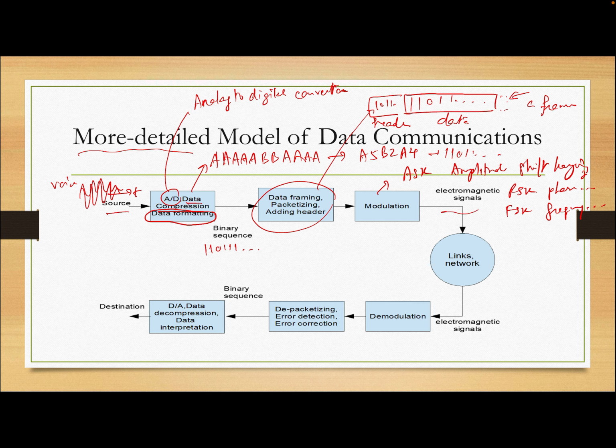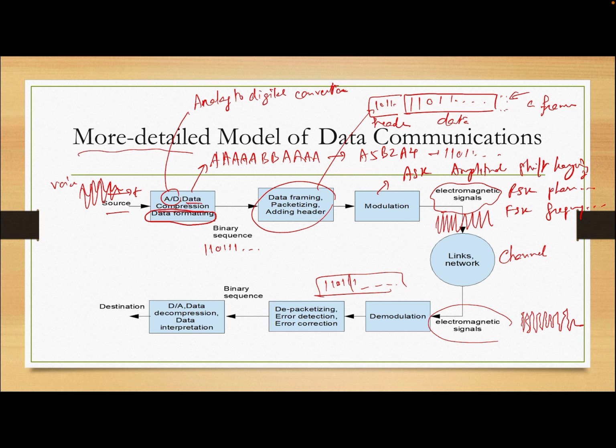Then this becomes electromagnetic signals, a waveform, maybe looking like this. Then you send to the channels, or links or networks. The technical term is channels. Then you receive the electromagnetic signal which may have noise, like this. And then you demodulate it, and then you get something like this, like a frame.